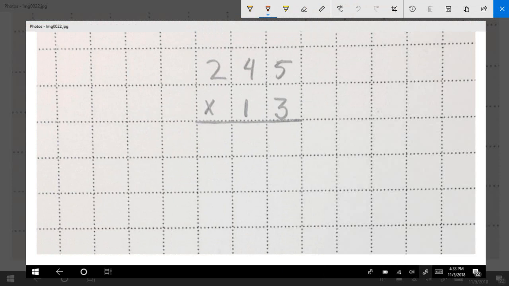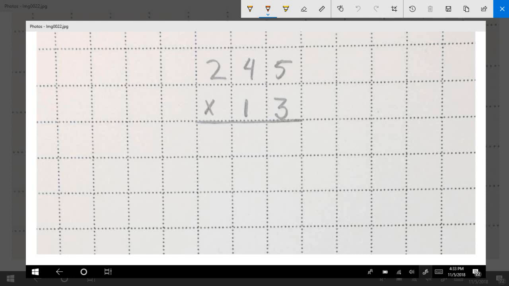Howdy folks, we're going to just do a short problem today, just testing out some video stuff here, and we're going to review the standard algorithm for multiplying. So I have 245 times 13, so we're just going to hop to it.